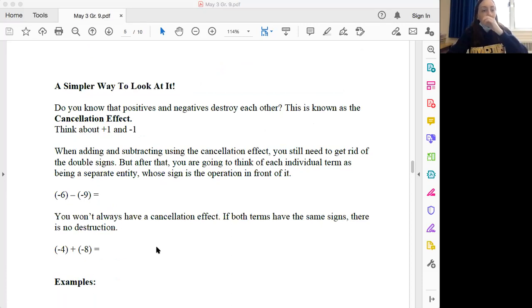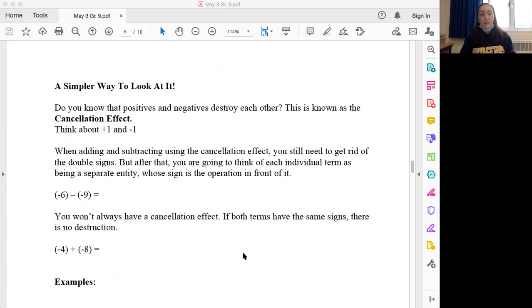So a simpler way to look at it. Did you know that positives and negatives destroy each other? This is known as the cancellation effect. Think about +1 and -1. They would cancel each other out and you would get 0. So if you have 1 pencil and Braden takes away the 1 pencil, you're left with 0. So it has a cancellation effect.